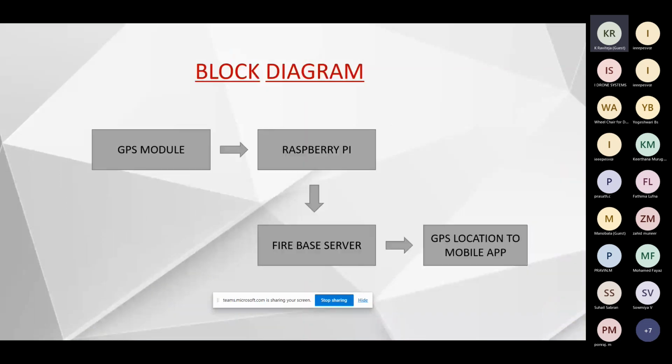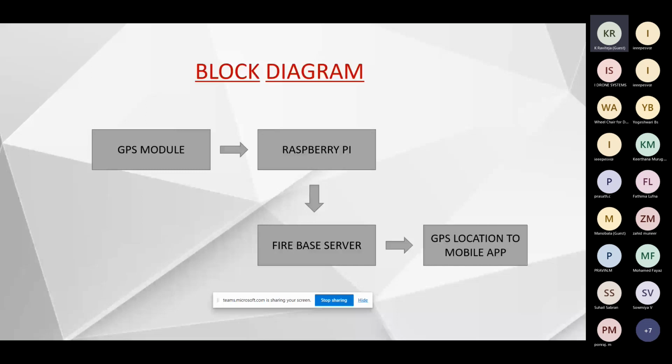This is the block diagram: GPS module, Raspberry Pi, from Raspberry Pi to Firebase server, and from Firebase server, the GPS location goes to the mobile app. The GPS module has a signal pin, and this signal pin acts as an antenna. So let me explain the working. The antenna receives the location coordinates from the satellite, and it stores them in the GPS module. This GPS module contains 4 pins: transmitter pin, receiver pin, ground pin, and voltage pin. And these pins will be connected to the Raspberry Pi.